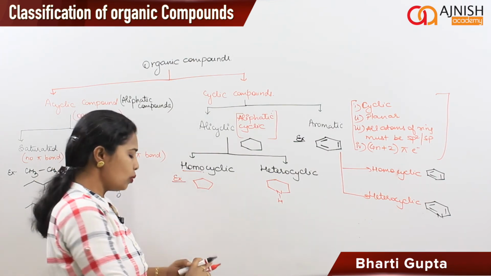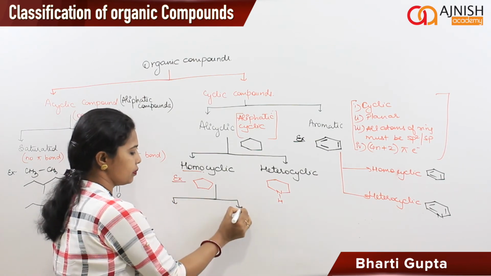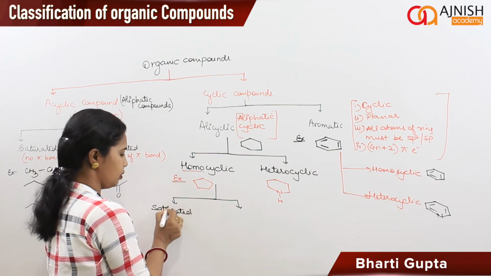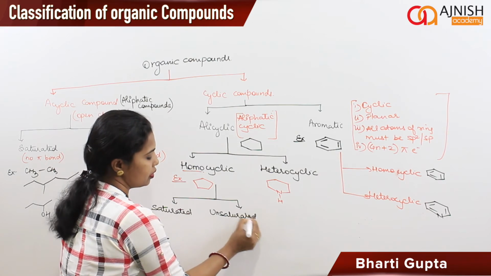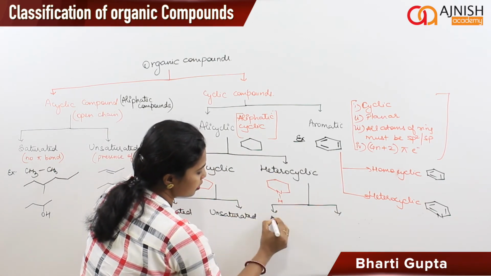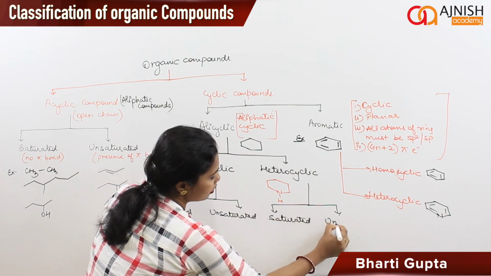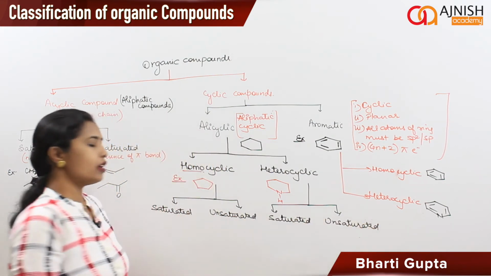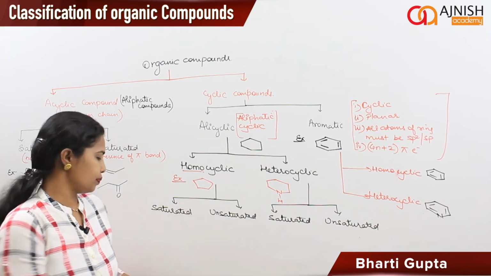Now this homocyclic compound can further be classified into two parts: saturated and unsaturated. Similarly, this heterocyclic can also be classified into two parts: again saturated and unsaturated. The same thing applies. If a pi bond is present, it is unsaturated. If there is no pi bond, it is saturated.